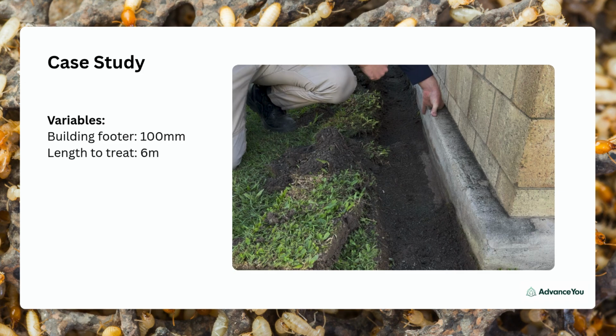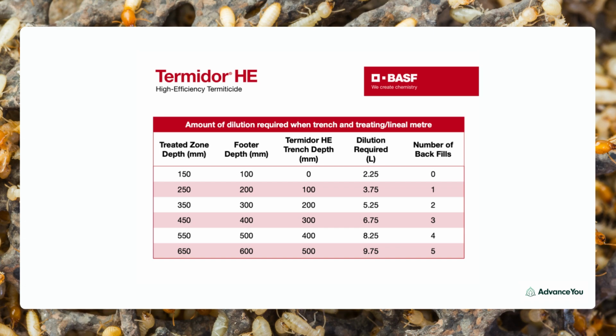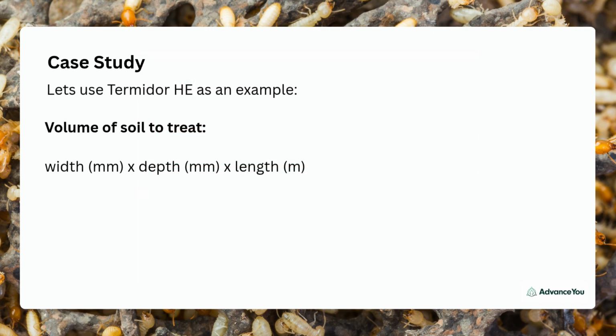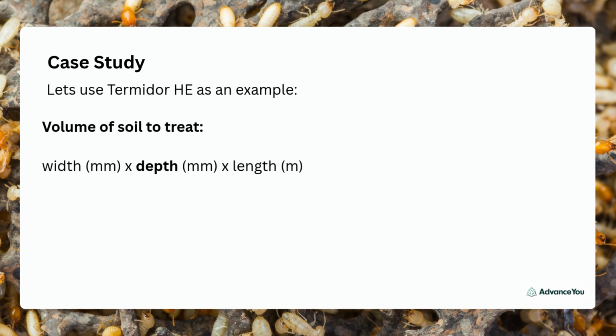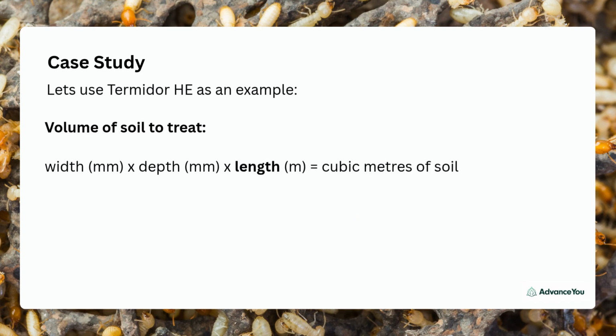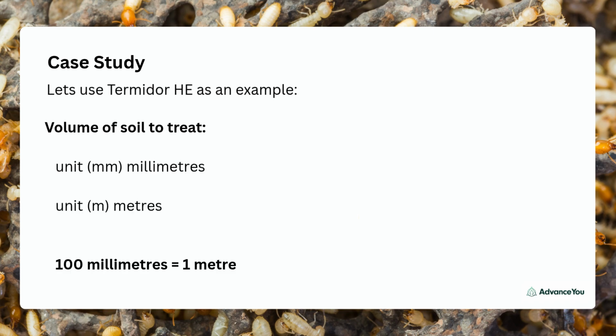What we know so far is that the building footer is 100 millimeters from the leveled soil to the edge of the footer, and that the length to treat is 6 meters. Chemical manufacturing companies often will provide a cheat sheet to help you determine how much volume of emulsion you require for the site. To work out the volume of emulsion required, you first need to consider the cubic meters of soil you'll be removing. To do this, multiply the width by the depth by the length of your trench. Ensure your equation is converted into the same units to get the correct answer.